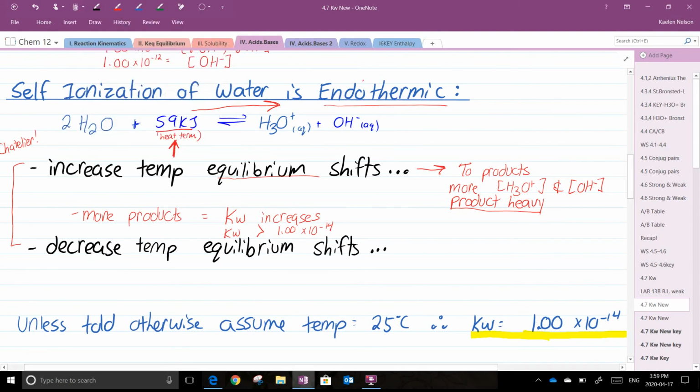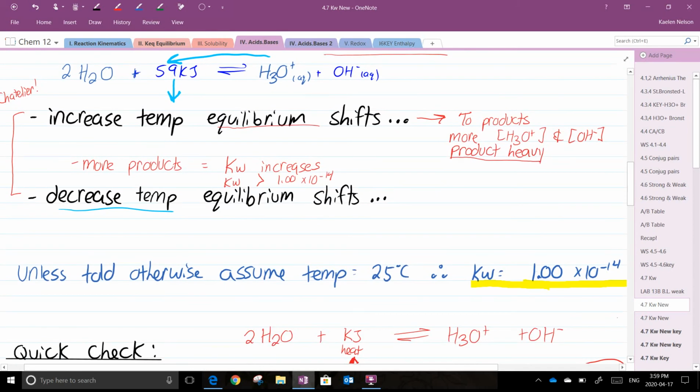The next part of our question asks us to decrease our temperature. So I'm going to have to erase my solving for the first part here. If I decrease, bring this down, my equilibrium is going to shift this way toward my heat term. So it's gone this way, or to my reactants. Now I have less product, or less of the ions H3O and OH minus.